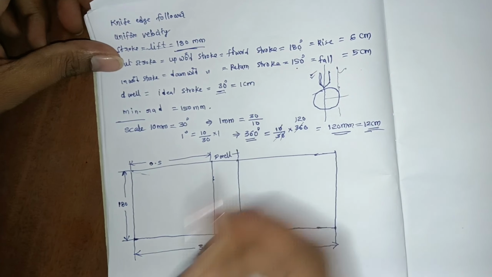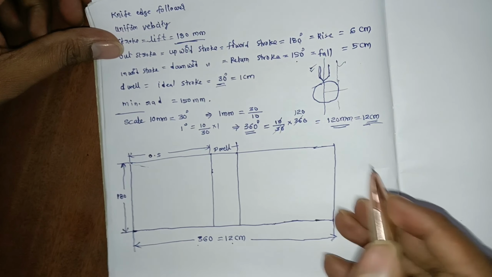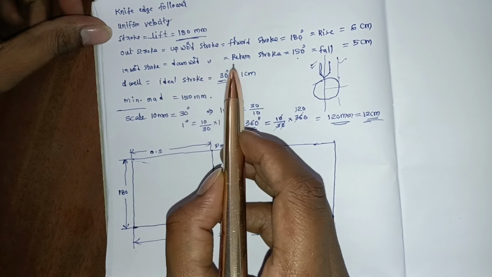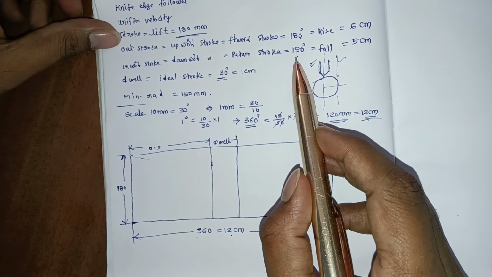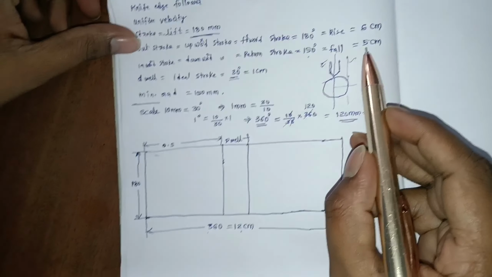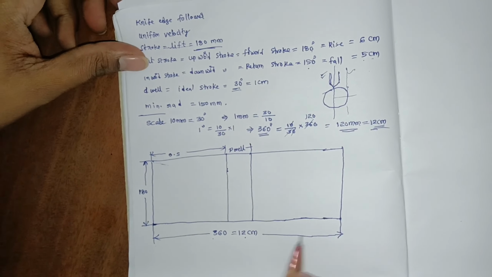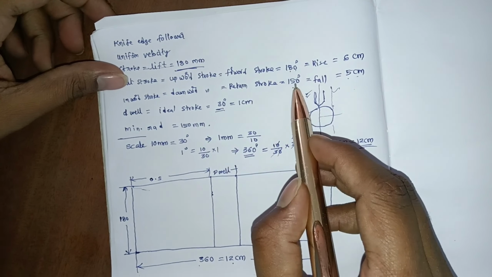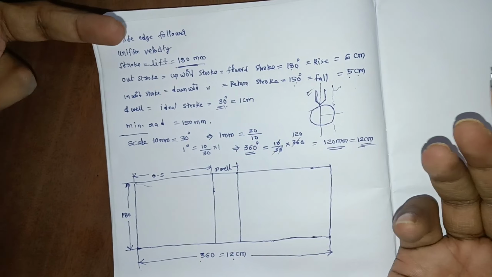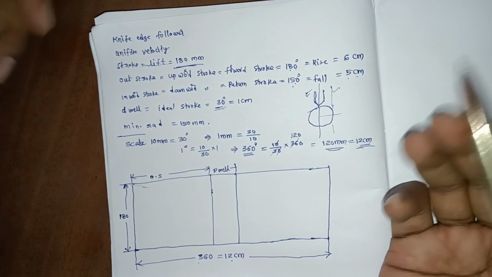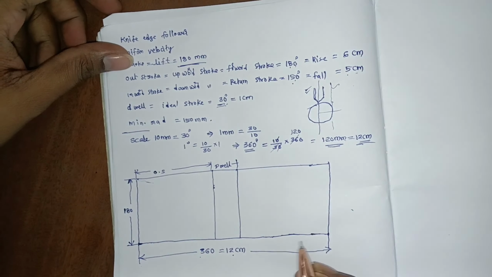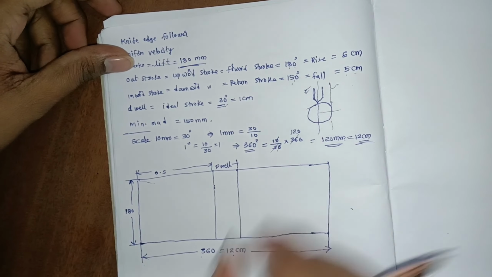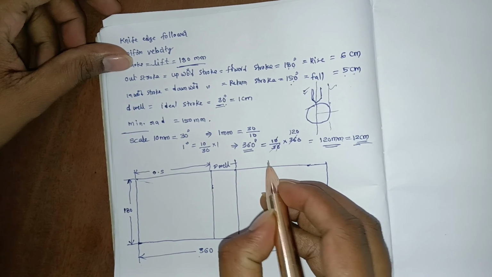This is the dwell. After that we have a return stroke, or downward stroke, that is 150 degrees, which is 5 centimeters. Here you can measure: this is 180, this is 150, this is 30, so in total we have 360 degrees. That means this will be the remaining 5 centimeters. This is the return stroke.